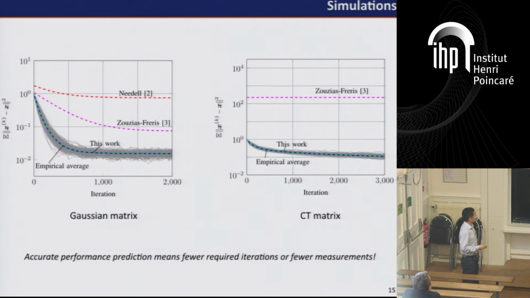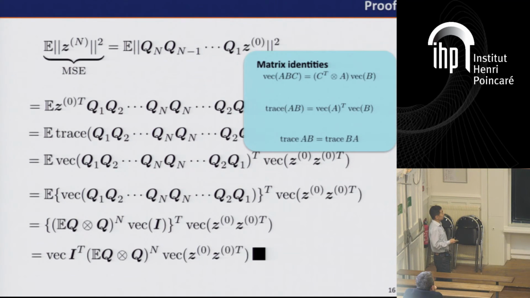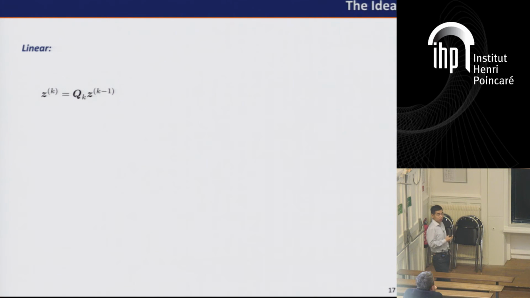So what is the idea behind the proof? This is the initial proof that we wrote down in the first paper showing this result using some matrix identities. But later we realized that there's a much better, actually much simpler way of explaining why we can get an exact MSE. It's a very simple idea.